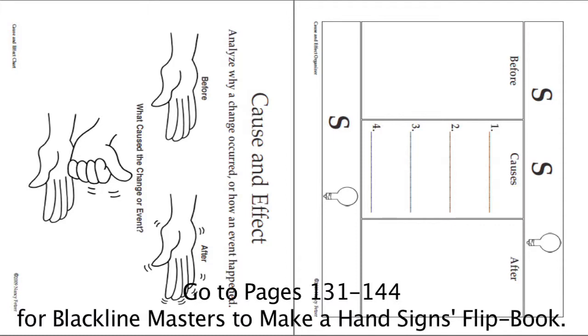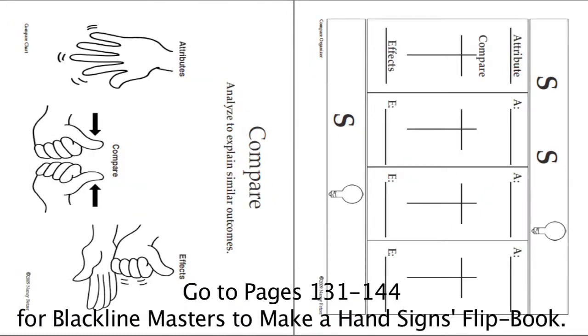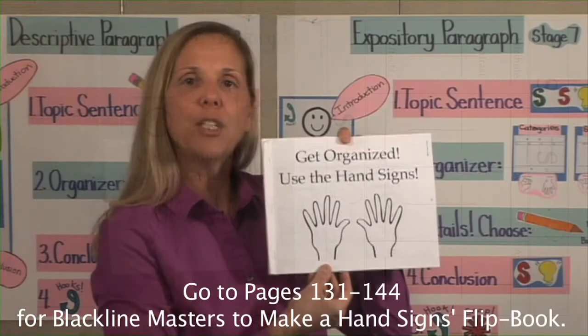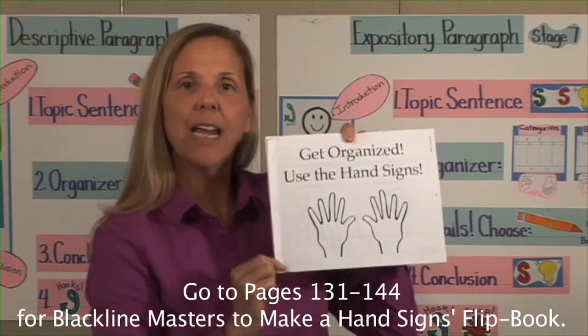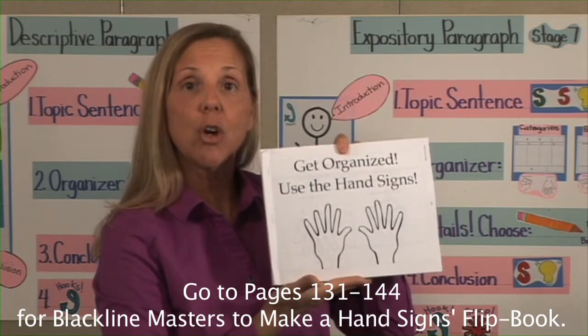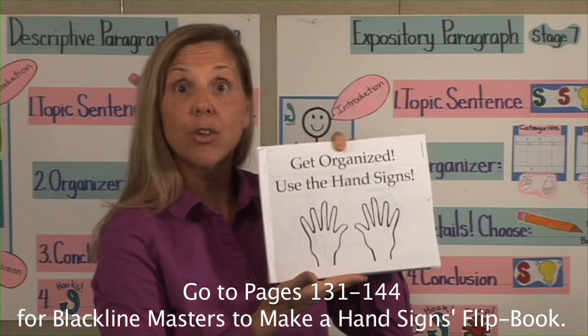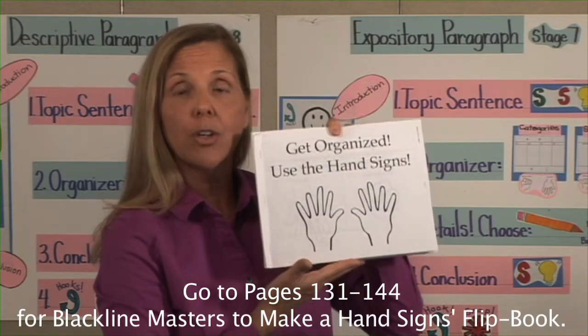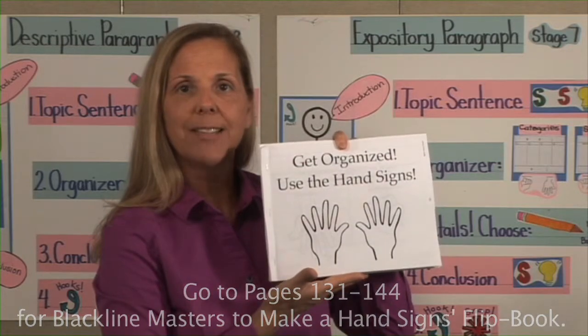Cause and effect with its organizer. Flip to the next pages. Compare with its organizer. Flip to the next page. Contrast with its organizer. You would duplicate all these pages back to back, staple them together, and now you have a handy resource for you to show your children which organizer they need to use with the hand sign that helps them fill out that organizer, all in one simple booklet.